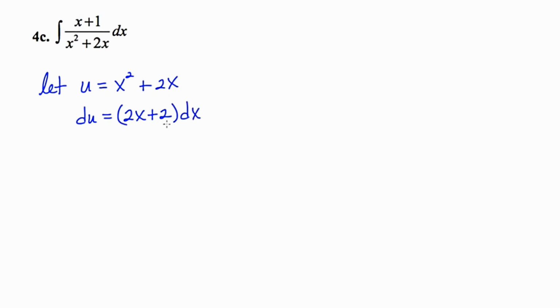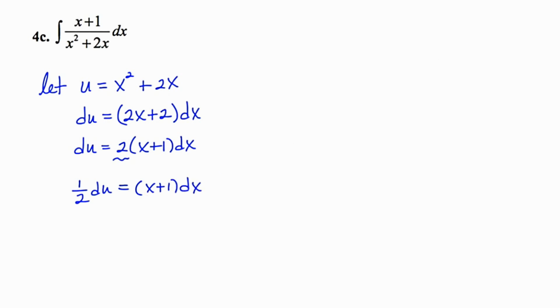And because this is a multi-termed expression, it's going to be really important that I write that in parentheses. Now I'm going to factor out the 2. So du is going to equal twice x plus 1 dx. And we don't have a 2 floating around in the numerator. So I'm going to get rid of this 2 by division. And I'm going to say that 1 half du is equal to x plus 1 dx.